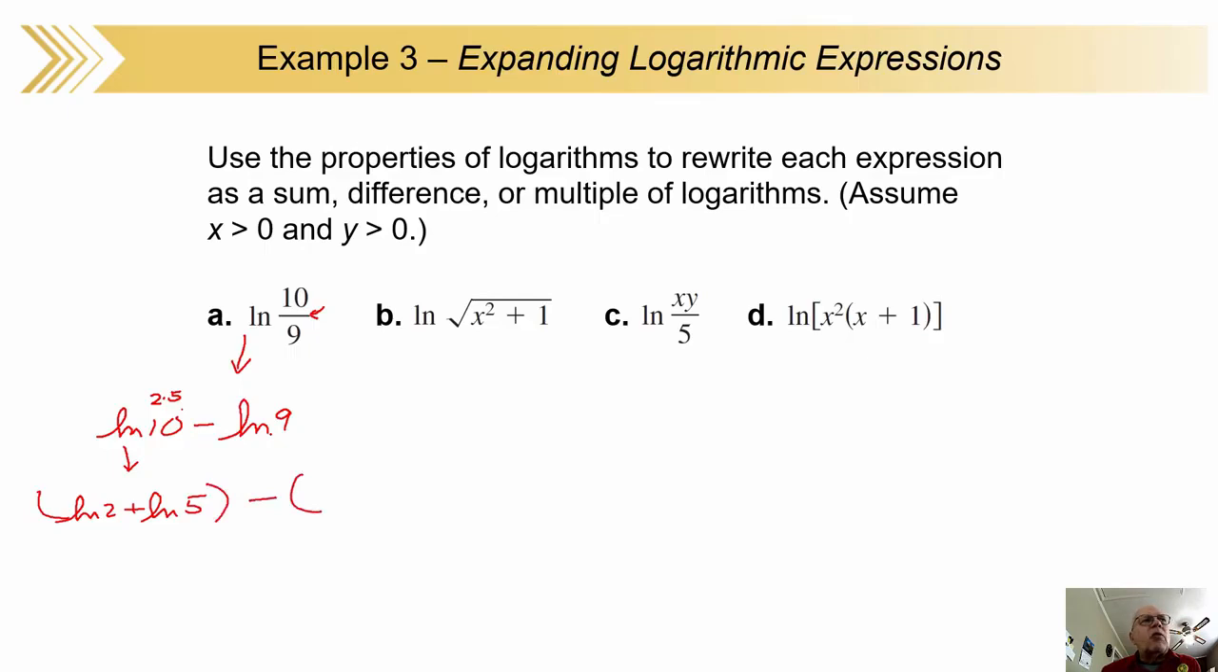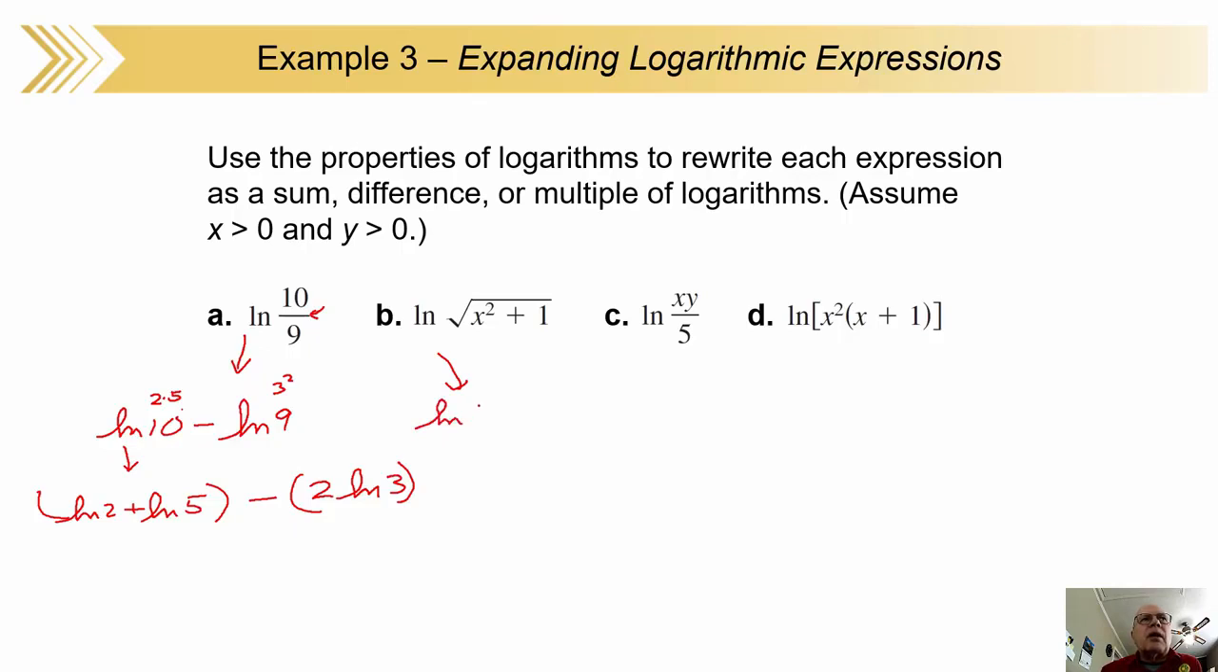minus. Now what can I do with this one? Remember, this is 3 squared. So I could bring this 2 out front, and I'd have 2 natural logarithm of 3. That could really be expanded. On the next one, a little bit of rewriting might be handy.